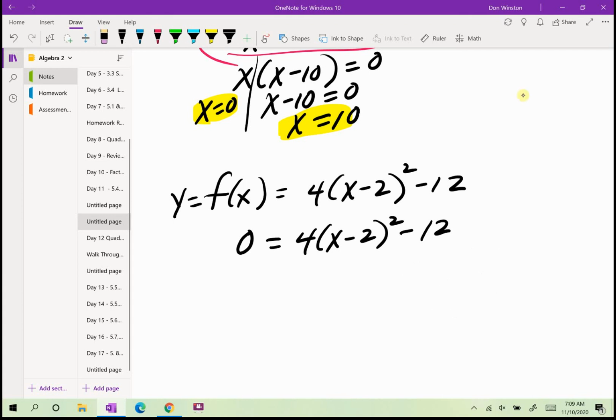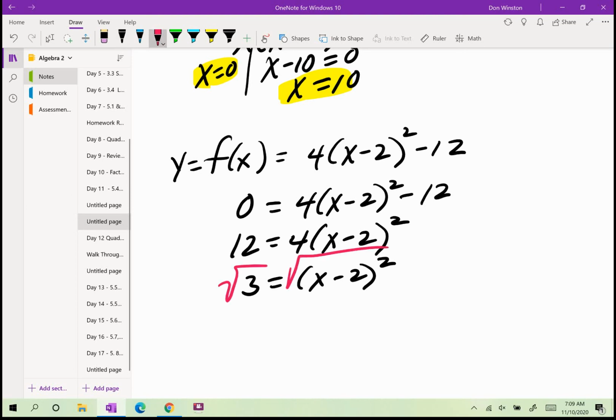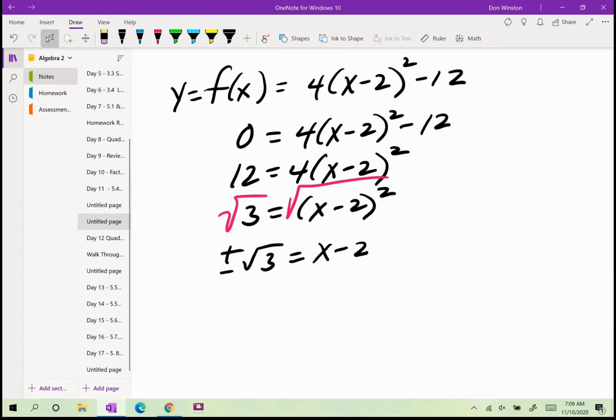So here I have to add 12 to both sides, and I'll get 12 equals 4 times x minus 2 squared. Divide both sides by 4. So 3 equals x minus 2 squared. Now I have to take the square root of both sides. So this will equal plus or minus root 3 equals x minus 2. And my zeros would be, add 2 to both sides, 2 plus or minus root 3 equals x.